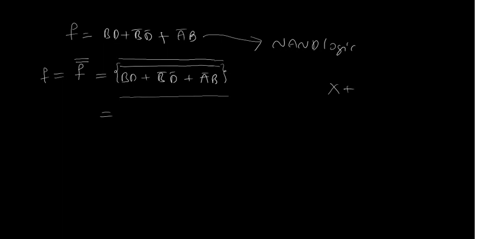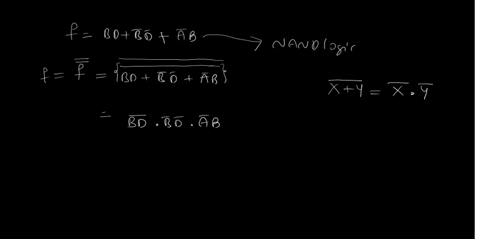What is De Morgan's theorem? (X plus y) whole bar is equal to x bar dot y bar. So that I can write down (BD) bar dot (B bar D bar) bar dot (A bar B) bar. This bar, you must write on top of this.